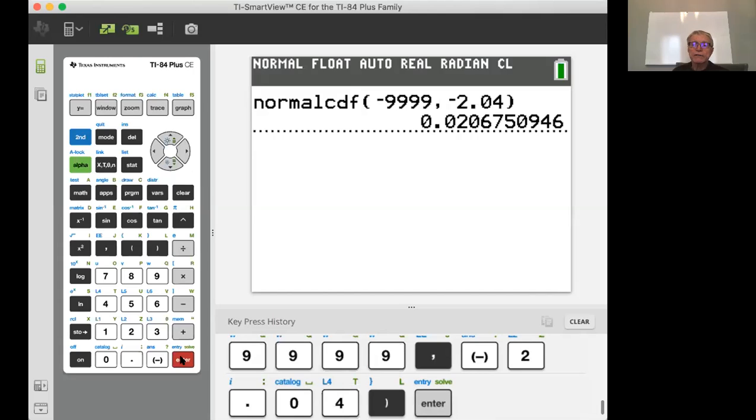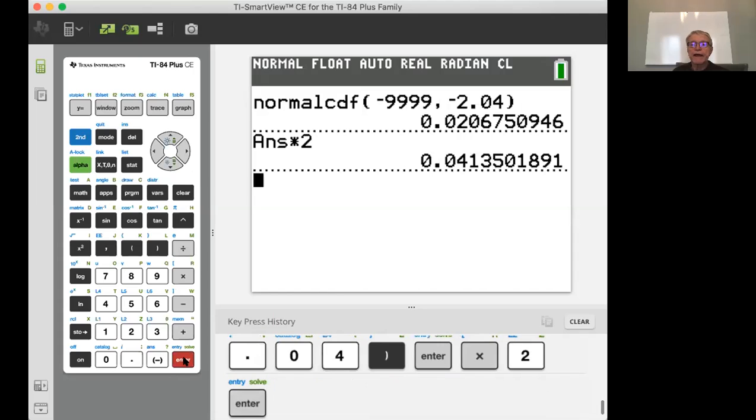But this is a two-tailed test. So we need to multiply our previous answer here times 2. And there is the p-value, okay? This is not the p-value. In two-tailed tests, we only found an area on one side. We have to multiply it by 2 to get the total area. And there it is, 0.0414. Okay, stop share and go back here.